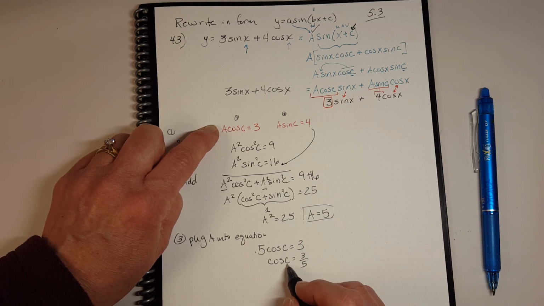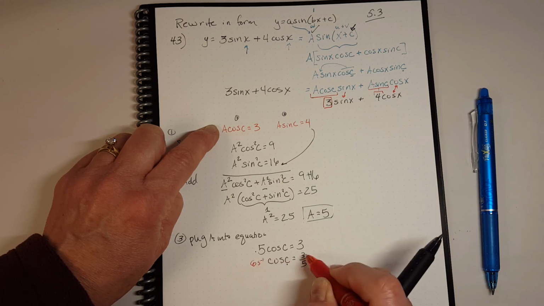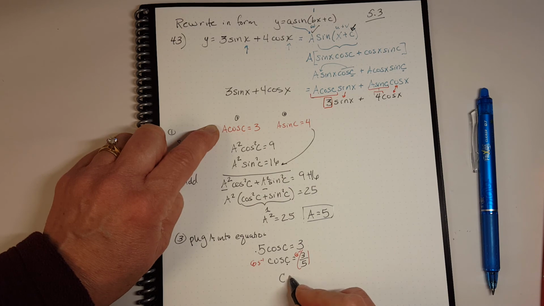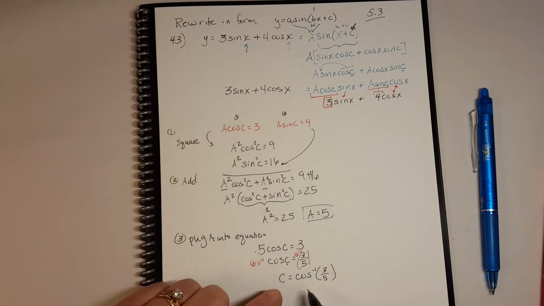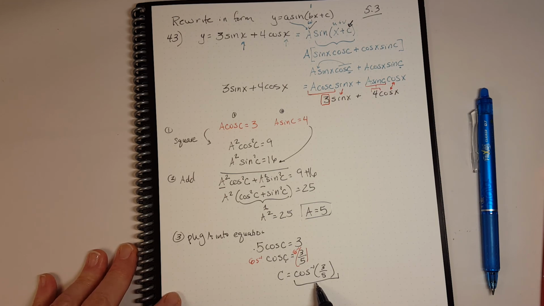And if I want c, that means I have to cosine inverse both sides, which we've done in the past. So we're going to cosine inverse both sides. And we get c is equal to the cosine inverse of 3/5. This is a number. We don't need to go any further than that. That itself is an acceptable number.